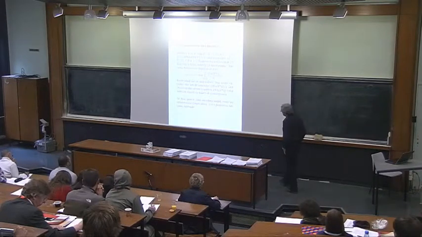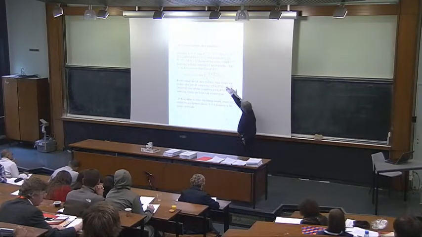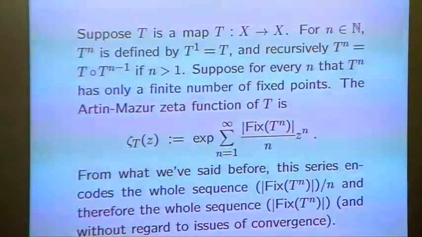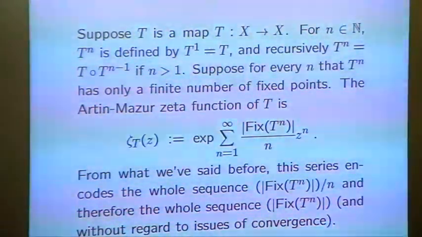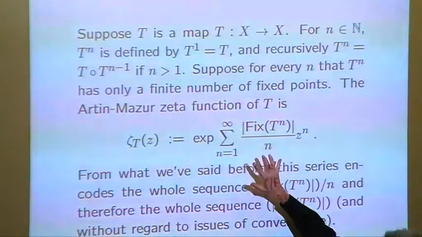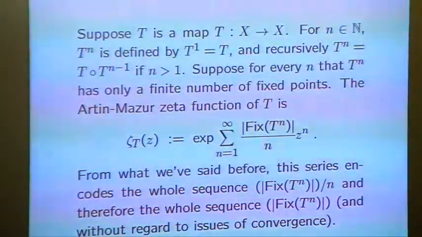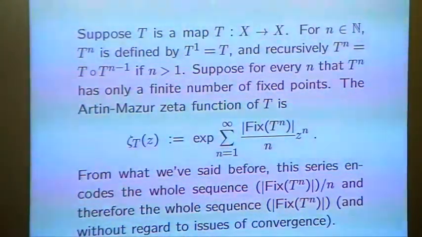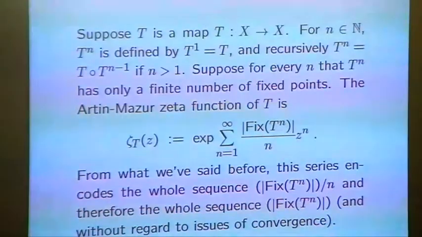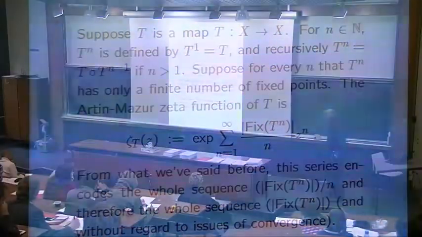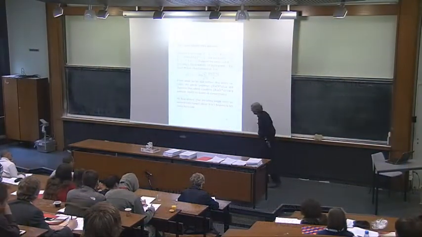The Artin-Mazur zeta function is given by this formula. We have the exponential, and into that exponential we substitute for the variable this other power series. This other power series is the series in which z to the n has the coefficient the number of fixed points of T to the n, divided by n. Okay. And this is well defined.